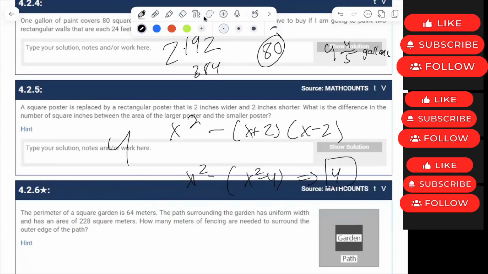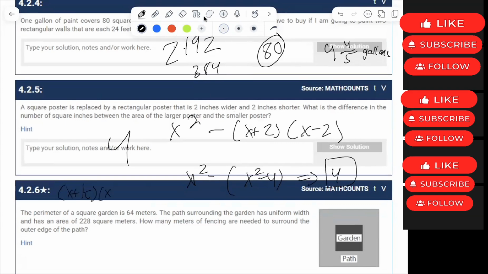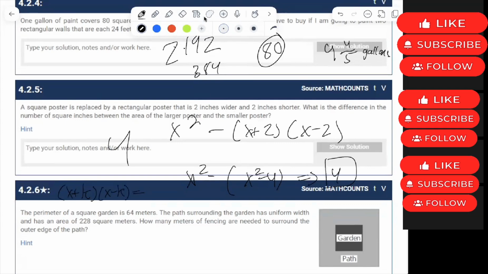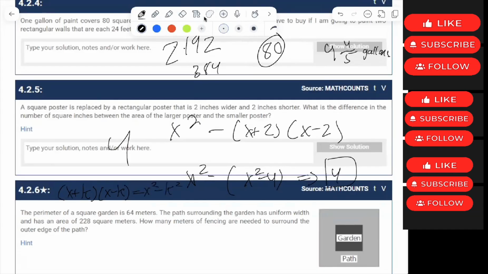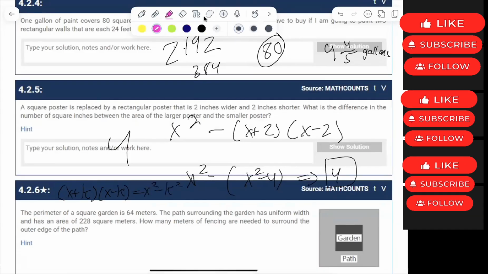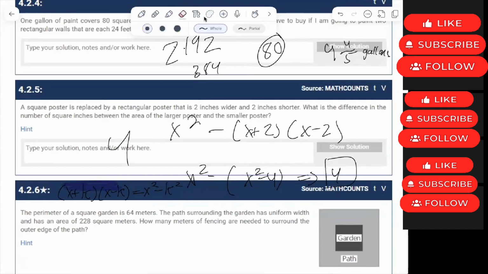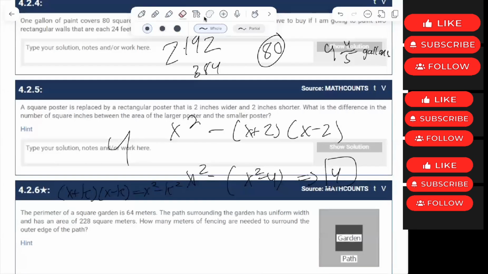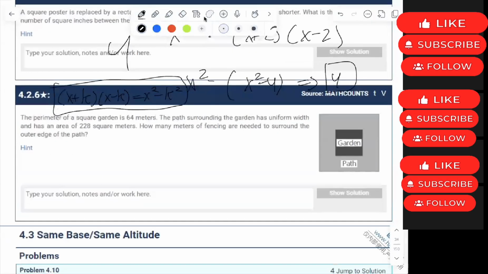So there's a key formula. This is just x plus k times x minus k is equal to x squared minus k squared. This is a very important formula to memorize. You're going to use it a lot later on in your mathematical career. Anyways, let's move on to 4.2.6.